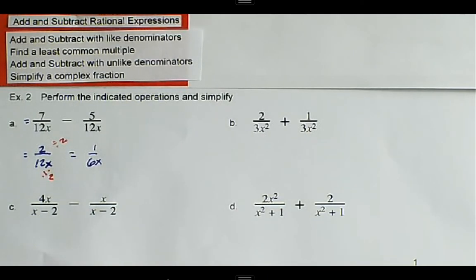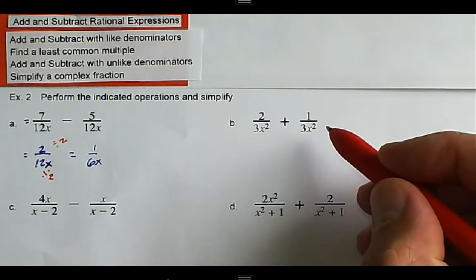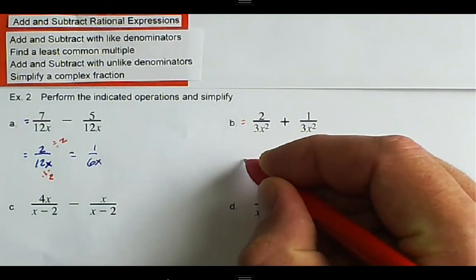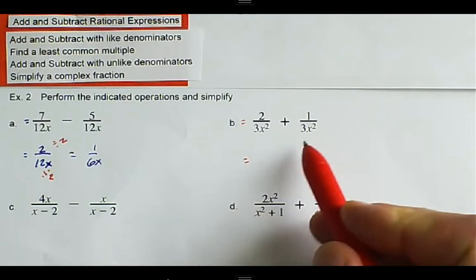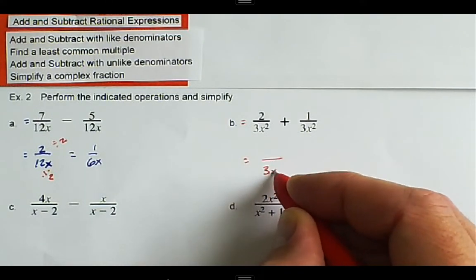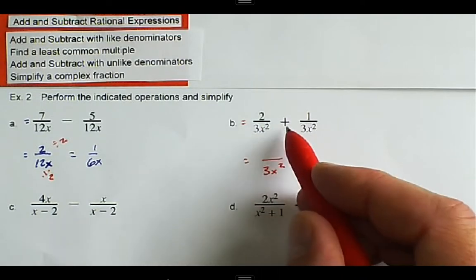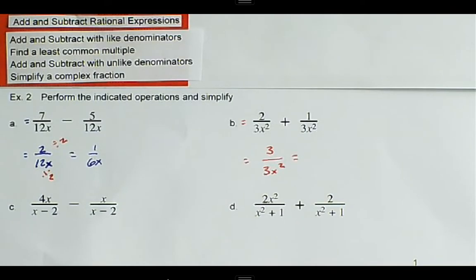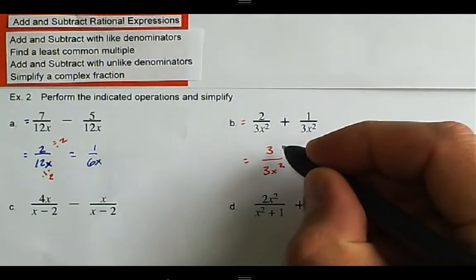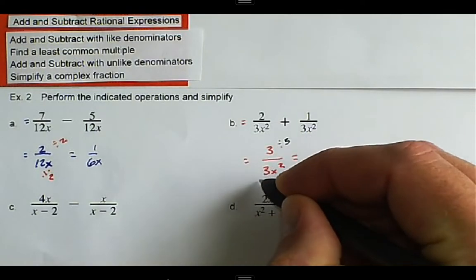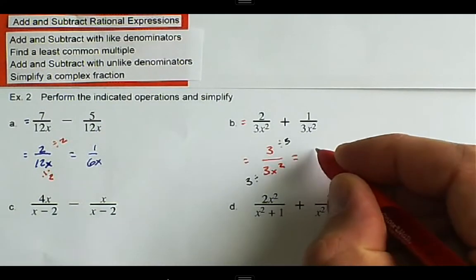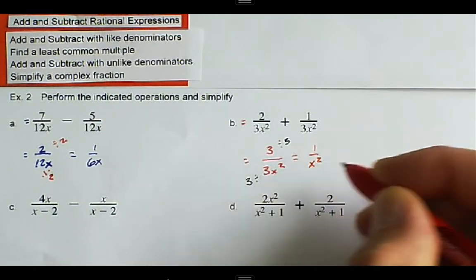Next we have the example of 2 divided by 3x squared plus 1 divided by 3x squared. And the same thing, the denominators are the same. So 3x squared. And in the numerator, we say 2 plus 1, which is equal to 3. And they both have 3's. So we can divide the numerator by 3, and we can divide the denominator by 3 also. And we just end up with 1 over x squared.